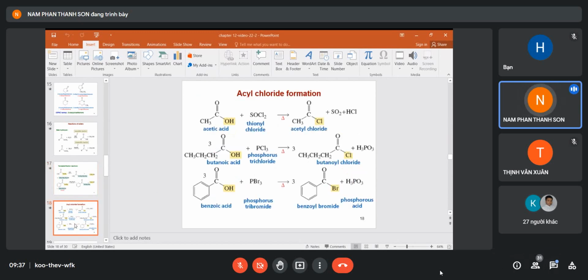And similar to alcohol, we can replace the OH in carboxylic acid with a halogen, chlorine atom or bromine atom, by using SOCl2 or PCl3, PBr3, PCl5, something like that. And then we have acyl chloride.